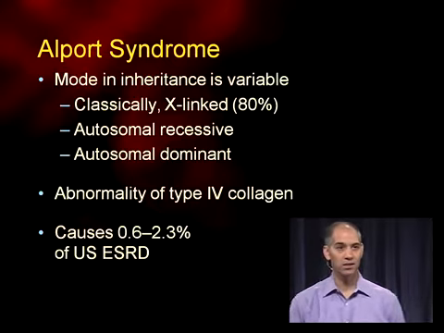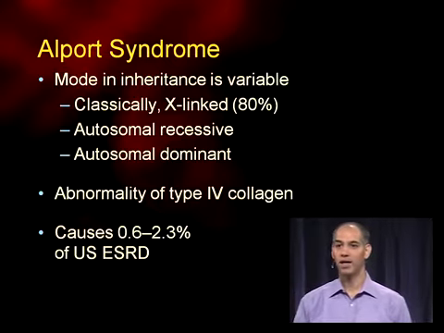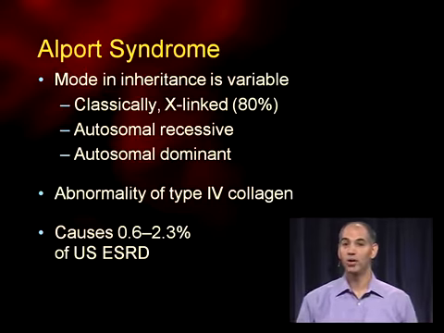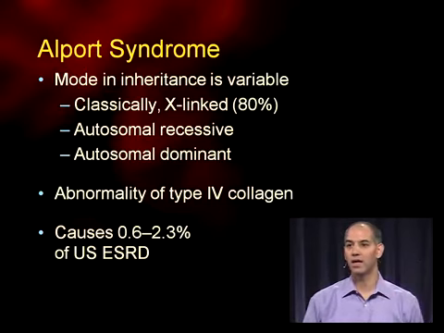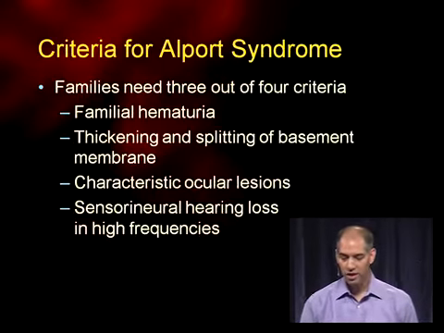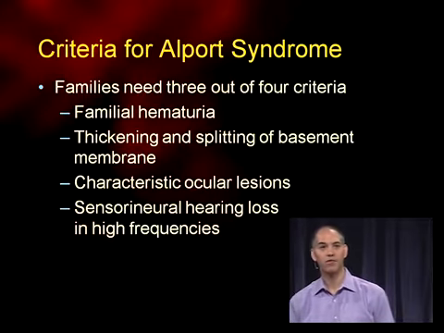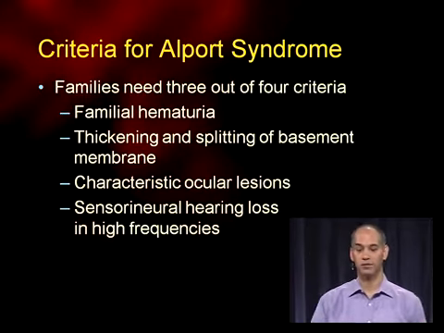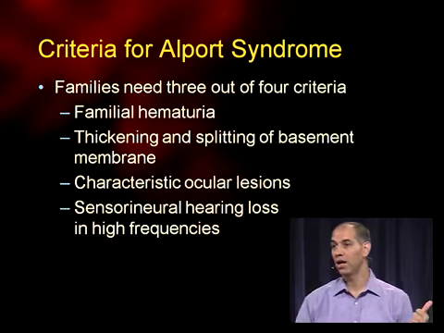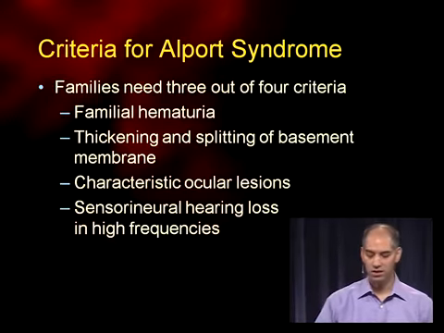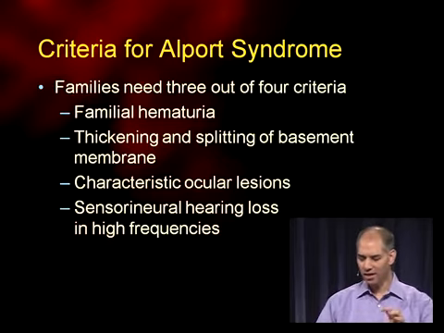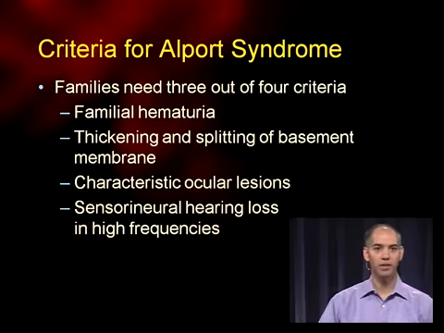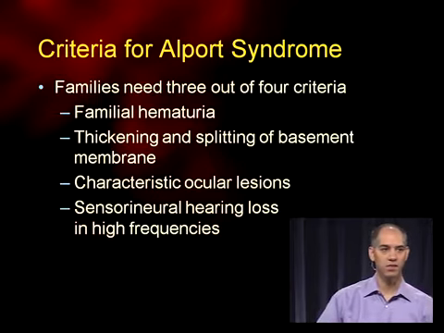It is an abnormality of type 4 collagen. We have that collagen in the basement membrane. We also have it in the lens of our eyes and in the cochlea of our ears. And so the criteria for Alport syndrome include 3 out of the 4 of these: familial hematuria, so family history of renal disease, classic findings on biopsy, thickening and splitting of the basement membrane. Again, the collagen is not laid down normally, so the basement membrane doesn't look normal.